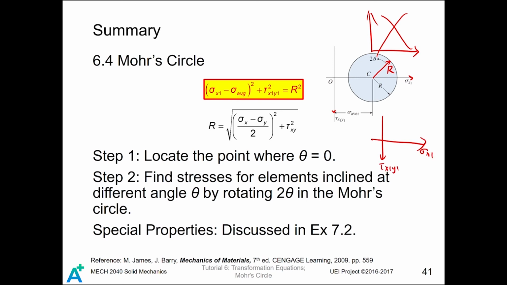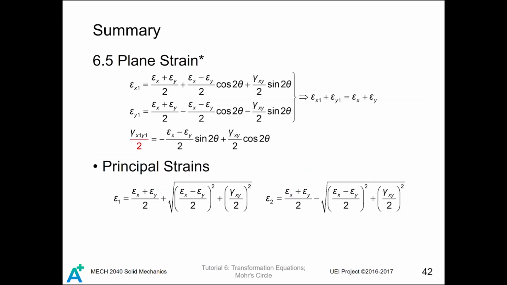To construct a Mohr circle, first locate the point where theta equals 0, and then find the stresses for an element inclined at a different angle theta by rotating 2 theta in the Mohr circle. So bear in mind that angles in the Mohr circle are 2 theta instead of theta. There are also some special properties of Mohr circle described in the previous exercise 6.2. We also briefly introduced the plane strain equations. You can observe they are very similar to the transformation equations of the direct stress and the shear stress. However, there are also some differences that you need to bear in mind. We also talked about principal strains.